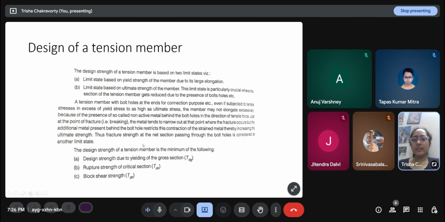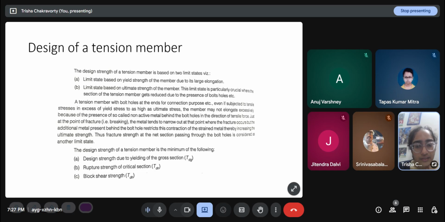Design of tension member. The design of a tension member is based on two limit states. Limit states based on yield strength of the member due to large elongation, and limit states based on ultimate strength of the member. This limit state is particularly crucial where the section of the member gets reduced due to the presence of bolt hole. So this is a net section thing.